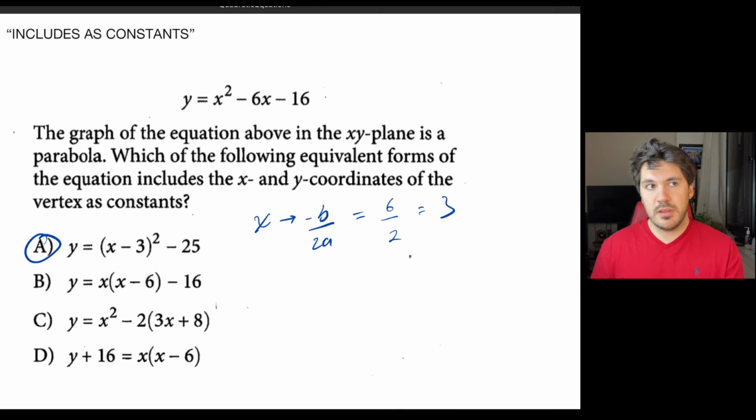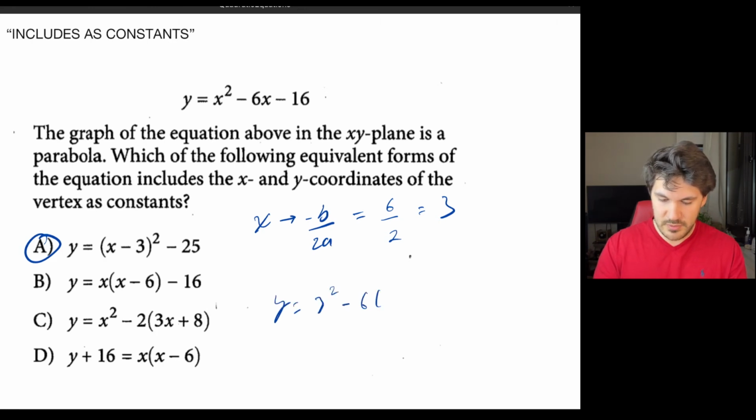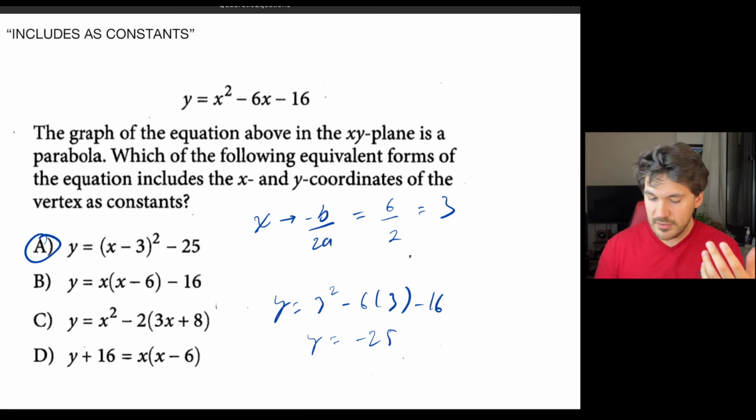But if you're not sure, maybe you're like, I want to just double check. Plug the 3 back in to get the y coordinate. If we plug it in, we're going to have y equals 3 squared minus 6 times 3 minus 16. So 9 minus 18 minus 16, which equals negative 25. And look, we had that negative 25 in A, so that's going to be it.